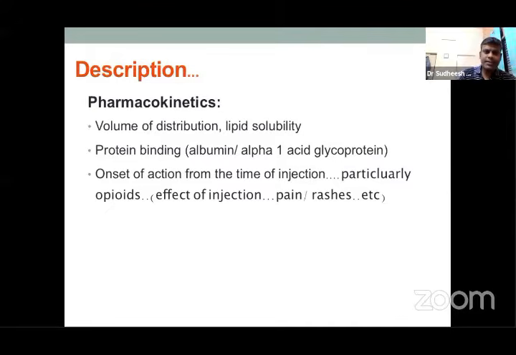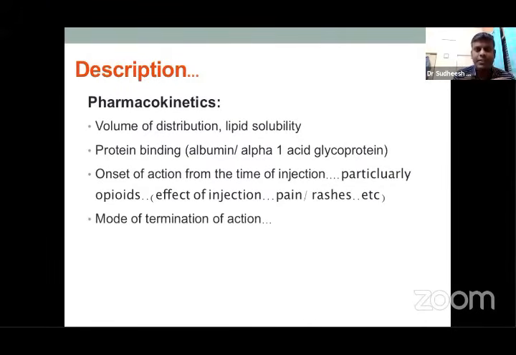And when you are injecting, when you read, you can also think about what the problems are. Sometimes the injection site itself can result in some pain, rashes, etc. So if you can relate that when you're reading, you can remember it better. Next, what is the mode of termination of the action?